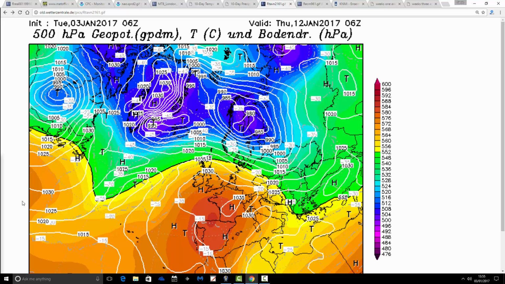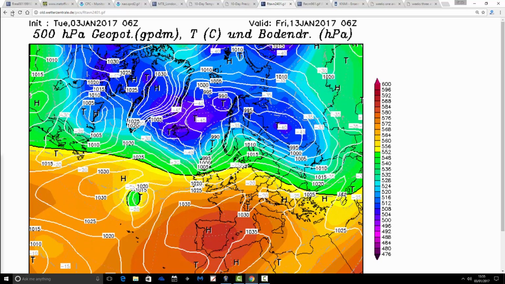We need to get that out of the way, get it out of Spain if we want to get any sustained cold weather. Whilst this high pressure is sitting around the west of Europe, it's always very difficult to get winds in from the north and from the east. Now, eventually, the GFS does see this change.